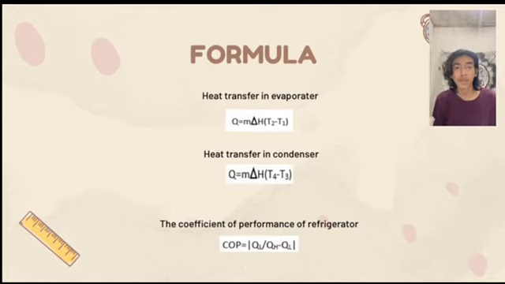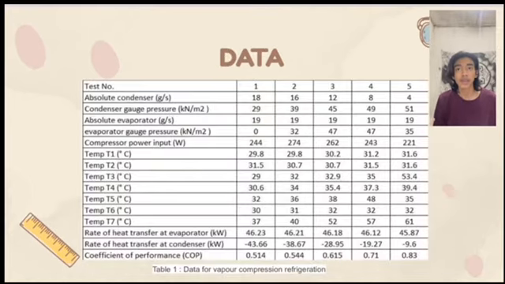And the second formula is heat transfer in condenser, Q equals m delta H, T4 minus T2. And lastly, the formula for the coefficient of performance of refrigerator, COP, equals modulus QL divided by QH minus QL. And this is the data for the vapor compression refrigerator. From the formula, we can get the rate of heat transfer at evaporator in kW, the rate of heat transfer at condenser, and lastly, the coefficient of performance, COP. The calculation will be discussed in the discussion part.